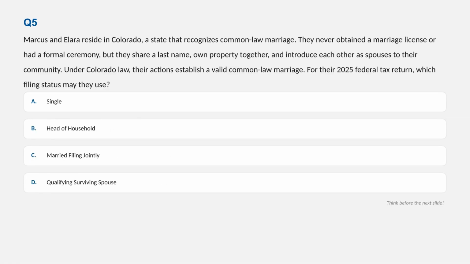Marcus and Elara reside in Colorado, a state that recognizes common law marriage. They never obtained a marriage license or had a formal ceremony, but they share a last name, own property together, and introduce each other as spouses to their community. Under Colorado law, their actions establish a valid common law marriage. For their 2025 federal tax return, which filing status may they use? A. Single, B. Head of household, C. Married filing jointly, D. Qualifying surviving spouse.